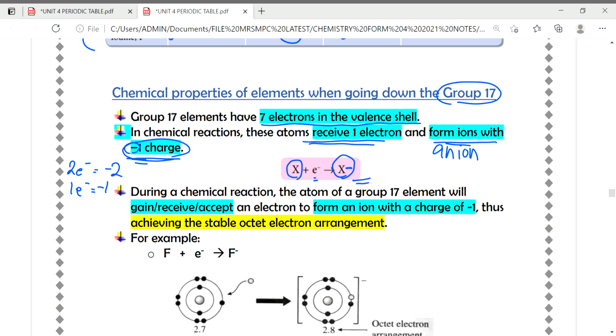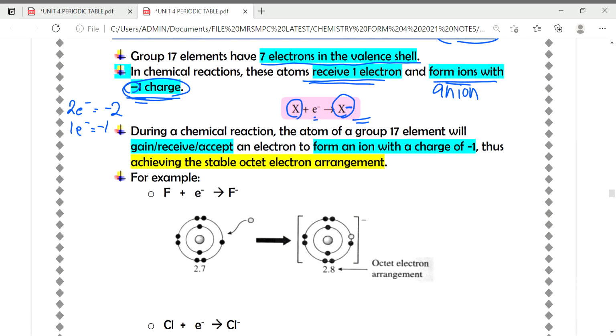Okay. So kalau senang nak faham, group 1 dia donate 1 electron. Donate tu macam sedekah. Sedekah benda yang positif kan. So that's why dia jadi positive ion. Tu cara nak ingat lah. Kalau yang menerima, so dia akan jadi sebaliknya lah negatif. Tu cara nak ingat.